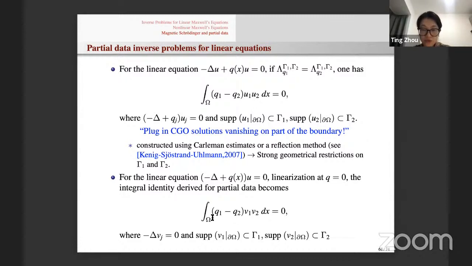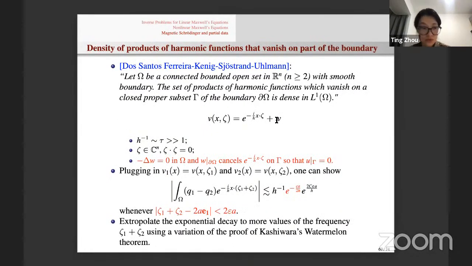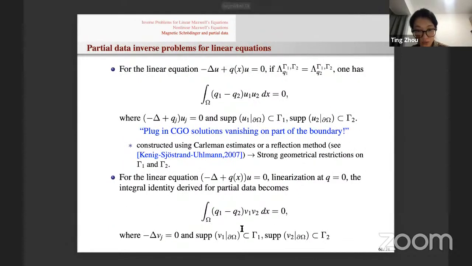The earliest result discussing these kinds of functions, harmonic functions vanishing on the boundary, is in this work, the second item here, where they consider the Calderon problem but linearized at the potential Q being 0. So this is the same integral identity but from a different context, a linearized inverse problem, where V1, V2 are now harmonic functions supported on gamma 1 and gamma 2. I guess I have 2 to 3 minutes to just show you the steps here. This is the paper I'm talking about.